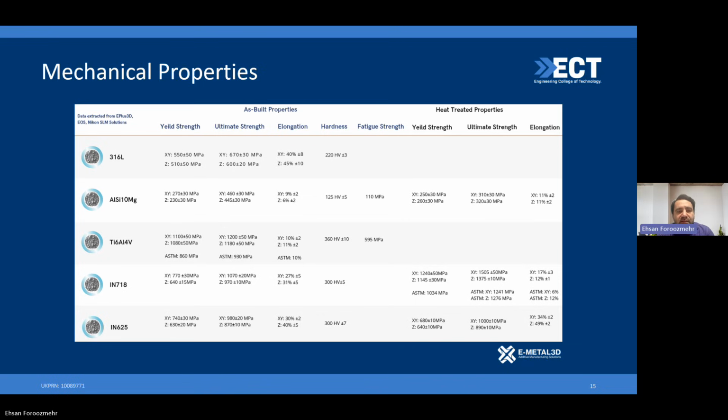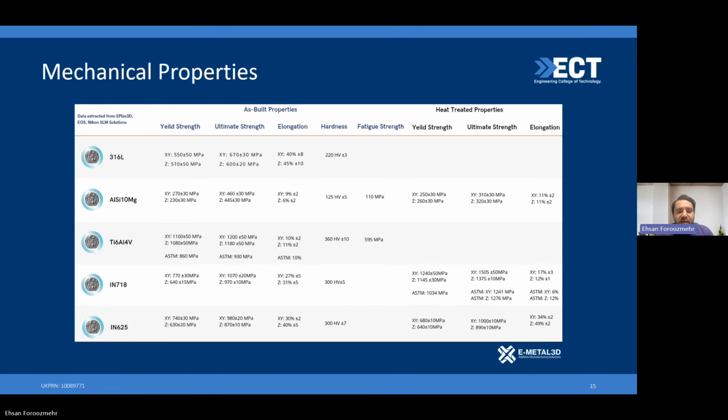The reason for that is we are dealing with a technology and a process that not only has high quality and low porosity, it also provides a very fine microstructure. The fine microstructure helps to have higher strength. At the same time, you may wonder how the elongation would be, because when we talk about high strength, usually we are sacrificing the elongation and ductility of the material. But this is not the case.